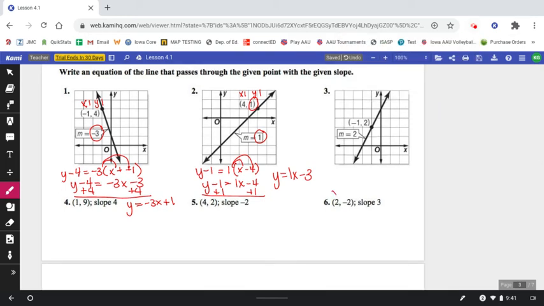Same thing on these problems where they just give you the point and the slope. So I would do y minus -2 equals 3 parenthesis x minus 2. Minus a negative becomes plus a positive. So y plus 2 equals 3x minus 6. Subtract 2. y equals 3x minus 8.